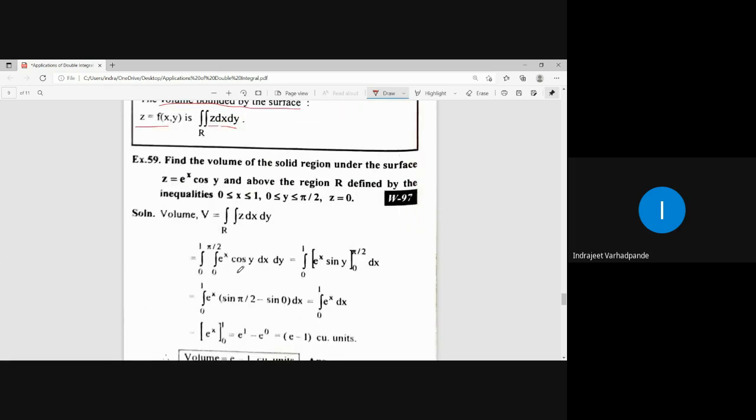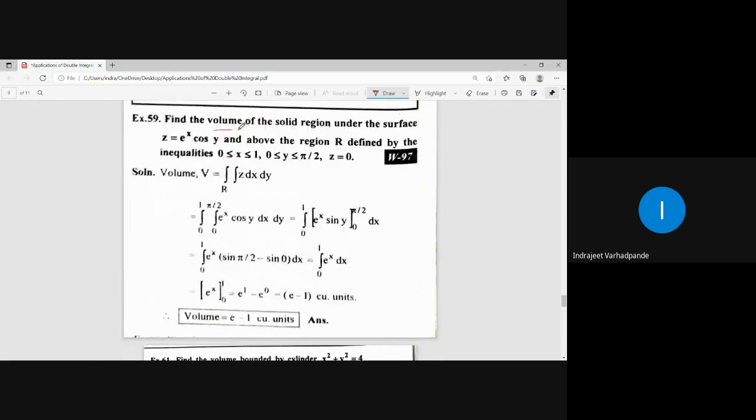So one example related to that: find the volume of the solid region under the surface z is equal to e to the power x cos y, and above region R defined by the inequalities x between 0 to 1, y between 0 to pi by 2, and z is equal to 0. See, the equation z is equal to 0 represents the xy plane. Don't think that z equal to 0, that is 0 multiplied by this dx dy, will be 0.